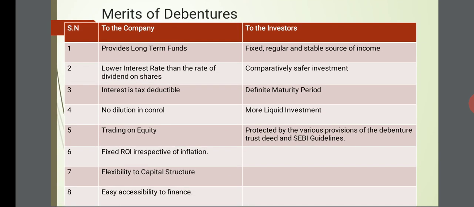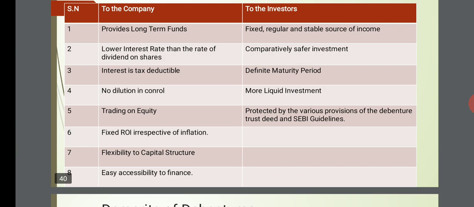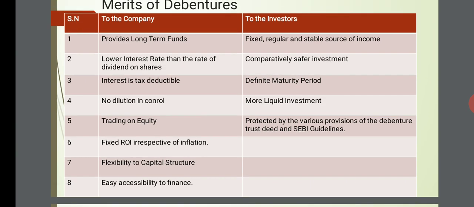Now let us go for merits of debentures. To the company, it provides long-term funds, at a lower interest rate than the rate of dividend on shares. Interest is tax deductible, no dilution in control, trading on equity, fixed ROI irrespective of inflation, flexibility to capital structure, and easy accessibility to finance. Now to the investors, it is a fixed, regular and stable source of finance, comparatively safer investment, definite maturity period, more liquid investment, protected by the various provisions of the debenture trust deed and SEBI guidelines. So these are the merits of debentures.